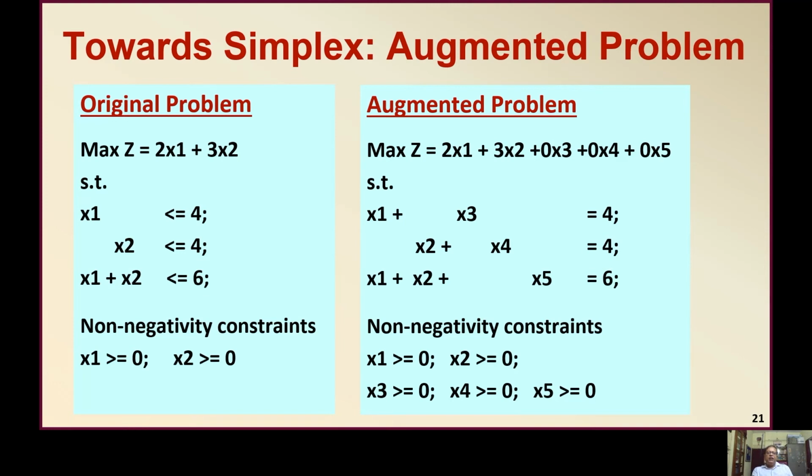But before that, let me show you the augmented problem in a very clear manner. So maximize z equal to 2x1 plus 3x2 plus 0x3 plus 0x4 plus 0x5. Subject to x1 plus x3 equal to 4, x2 plus x4 equal to 4, x1 plus x2 plus x5 equal to 6. And non-negativity constraints: x1, x2, x3, x4, x5 all are greater than or equal to 0.